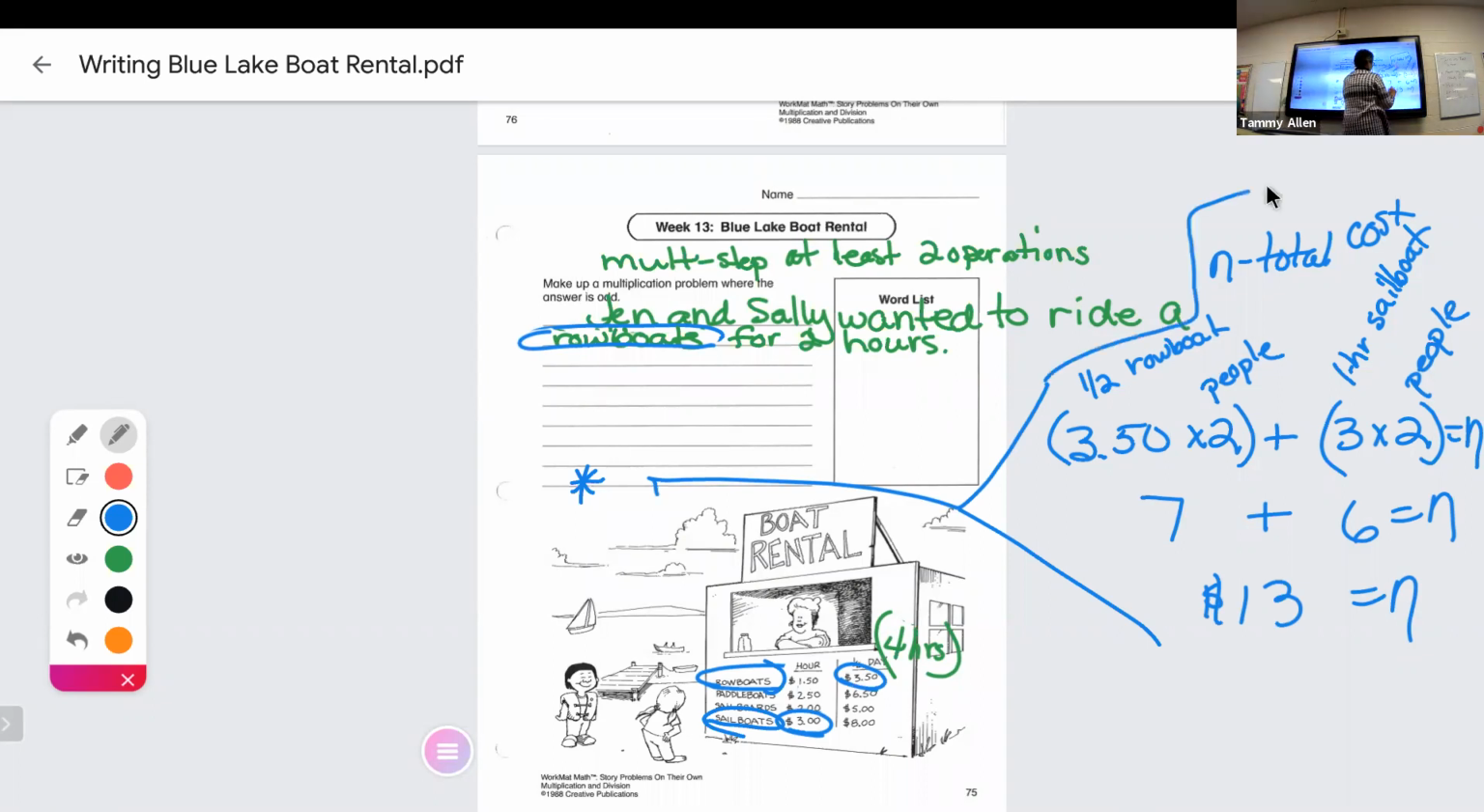Includes all that, right? You do not have to have this business in there though, right? That's just so you know where it came from. Okay? Don't forget to define the variable. N is the total cost. That's your first line. Everybody should be writing this down.